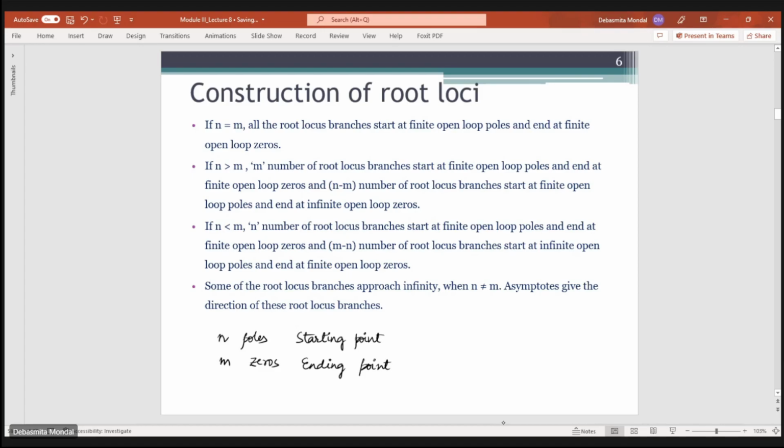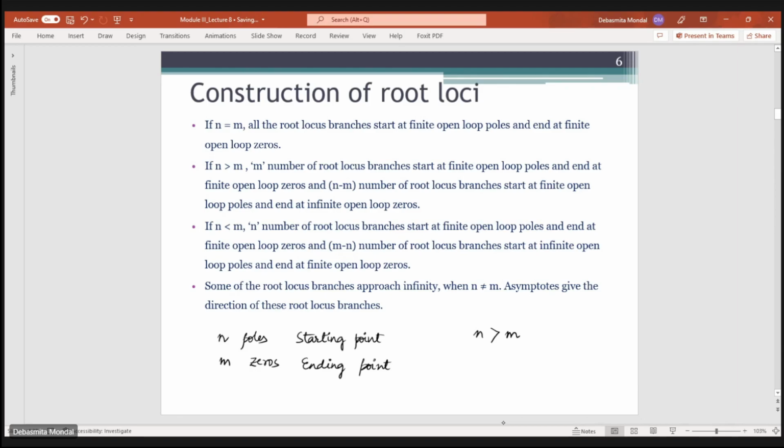Now, since n equals m, all the root locus branches start at finite open loop poles and end at finite open loop zeros. But let's say the number of poles in the open loop system is more than the number of zeros. What will happen if n is greater than m? There are m finite zeros, so there will be m root locus branches which start at finite open loop poles and end at finite open loop zeros.